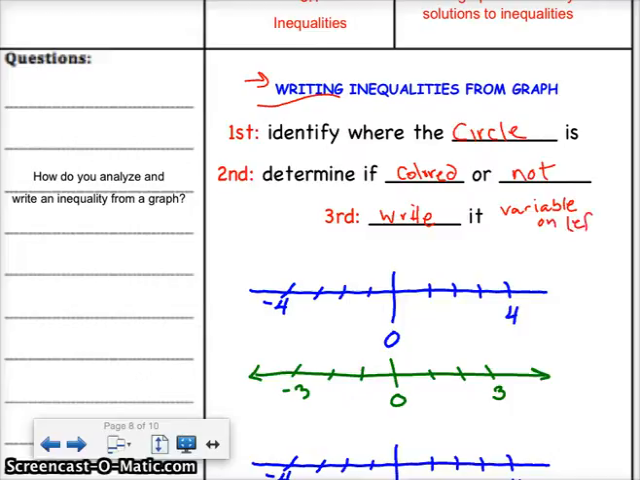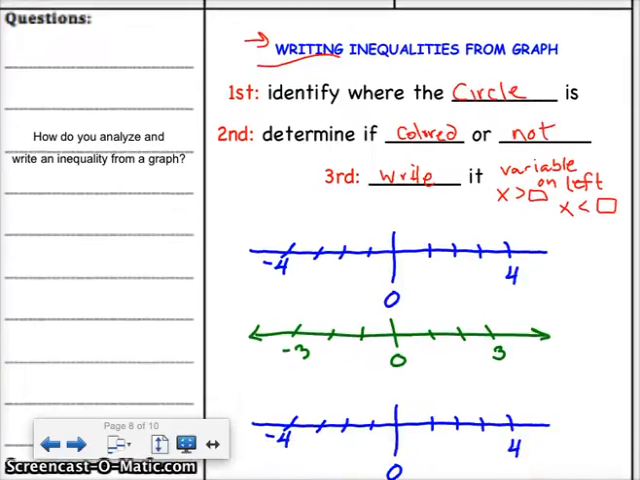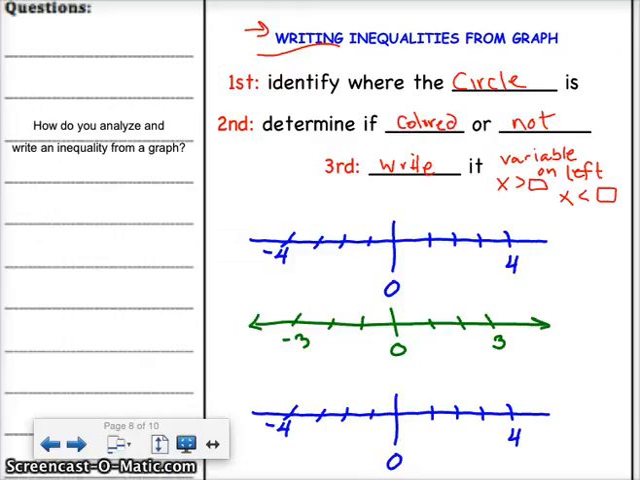Okay? So like x is bigger than something, or x is smaller than something. So your variable needs to be on your left. So I'm going to make one quick. There, I just made one. Now we're going to write it.